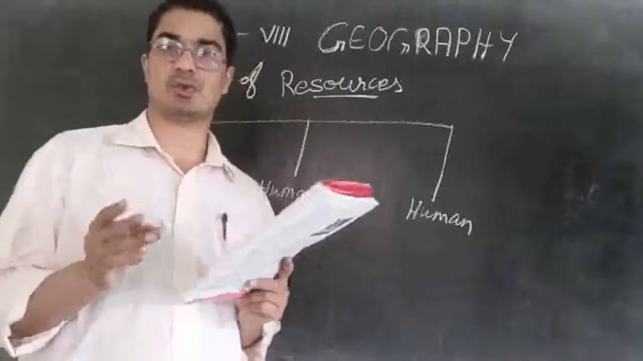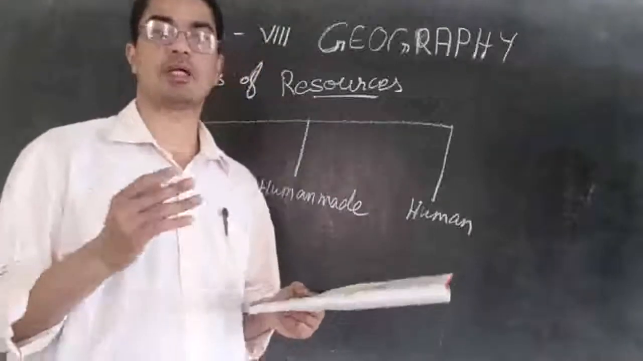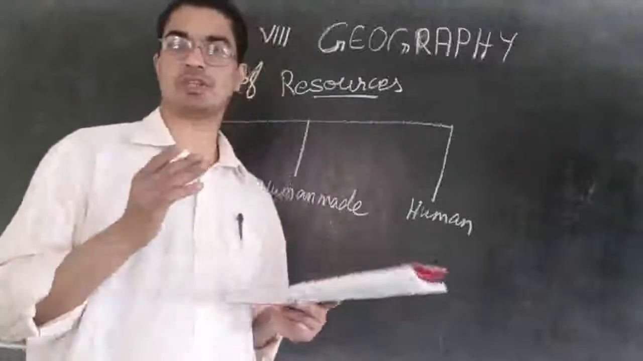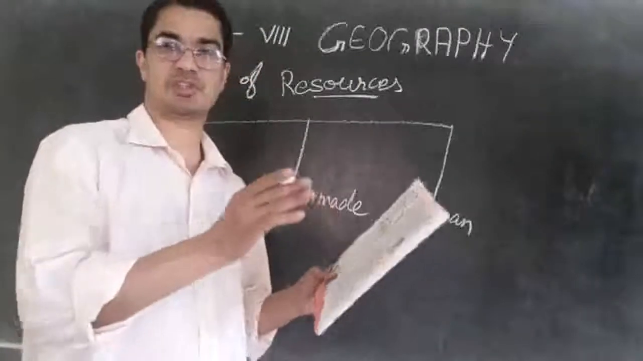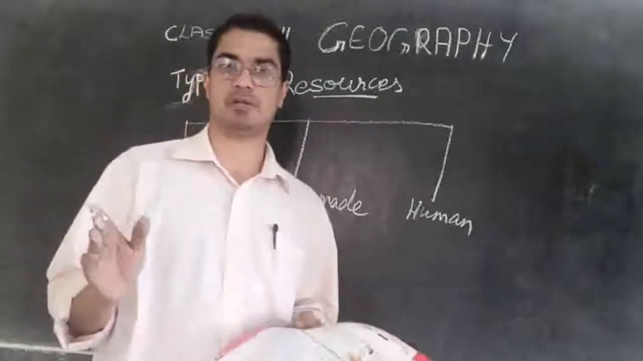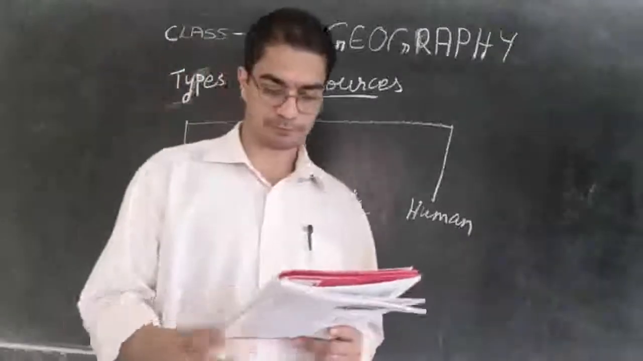So how much is the stock? Is it very little? Is it plenty? So accordingly we can divide them into many groups. Or based on the distribution, how it is distributed. Some places it is plenty, some places very little. So it is not equally distributed everywhere. So based on the distribution we can divide them again.